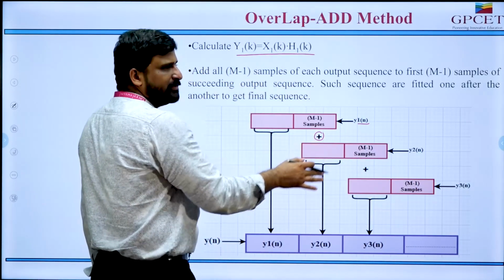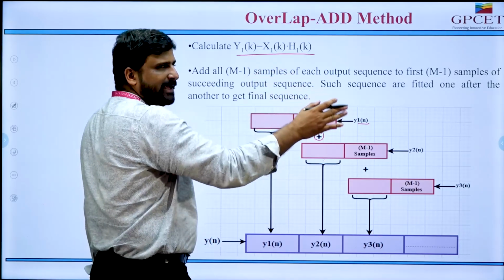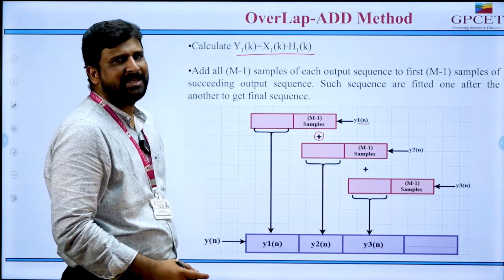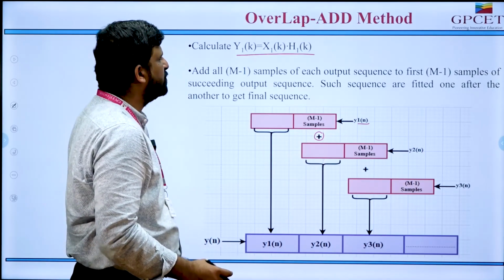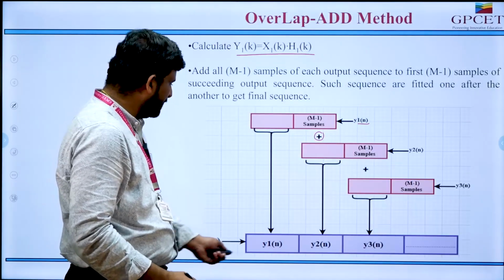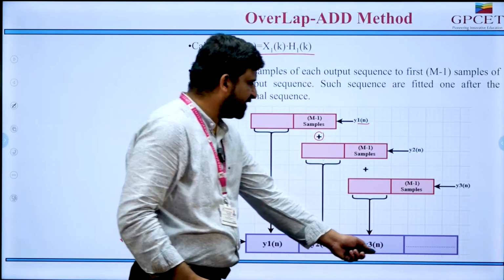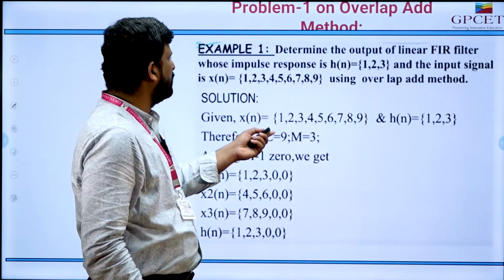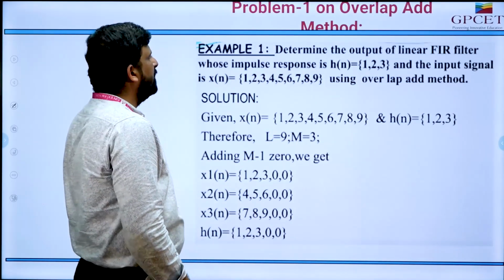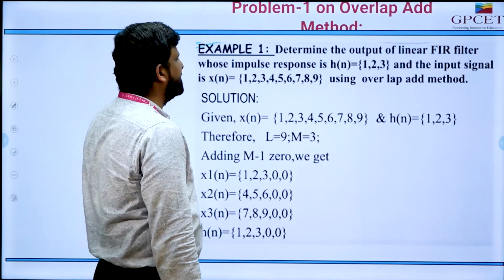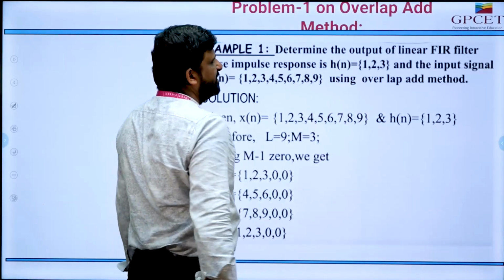Like this, how many samples are we going to get? We need to add all the m-1 samples to the next succeeding output sequences. With this, finally we will frame the equation y of n like that: y1 of n, y2 of n, y3 of n, and so on. We will get clarity if we see this with the help of one problem.